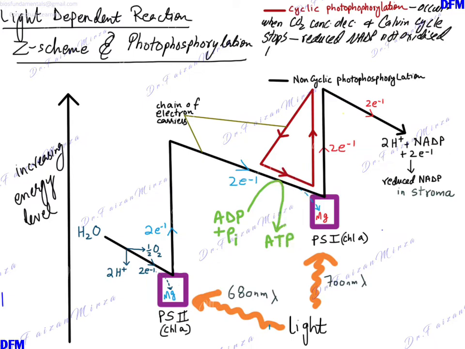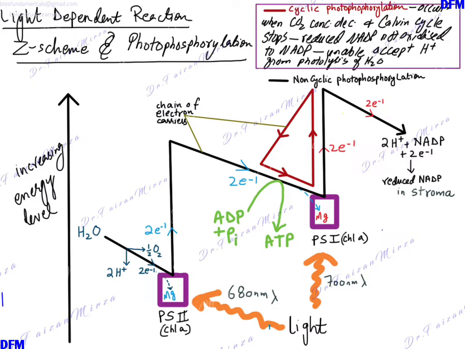So in cyclic photophosphorylation, yes, ATP is produced, but NADP is not reduced. So I'll just repeat this once again. In cyclic photophosphorylation, which I am representing with this red triangle here, PS1 is involved. And when PS1 is involved in cyclic photophosphorylation, we see that ATP is produced because the electrons do lose energy, but since the electrons never go to NADP, NADP is not reduced.